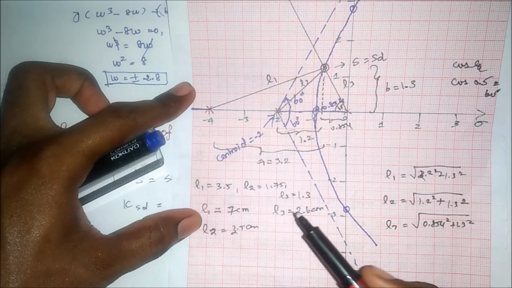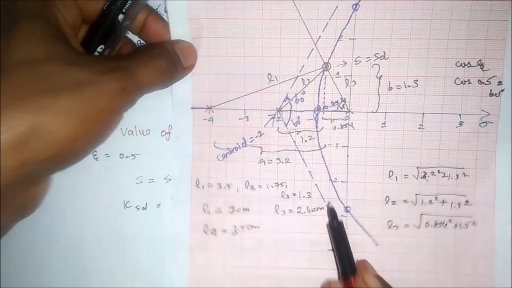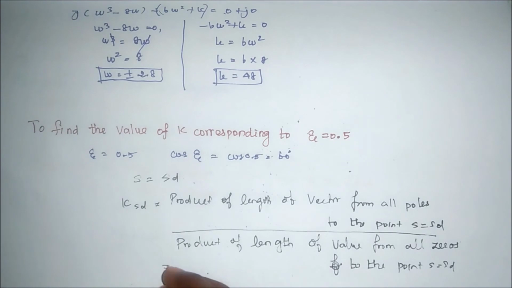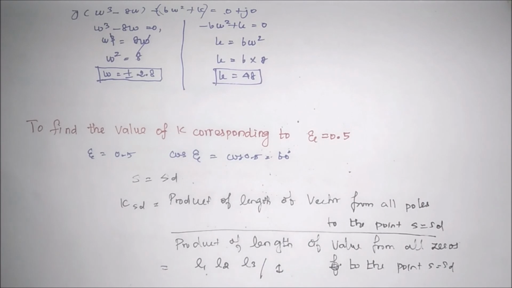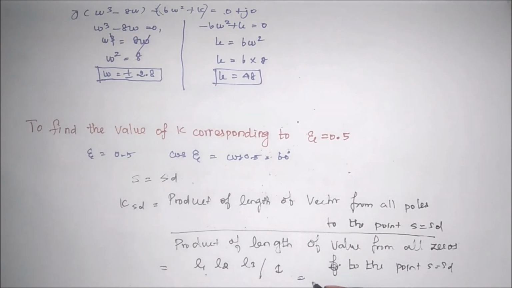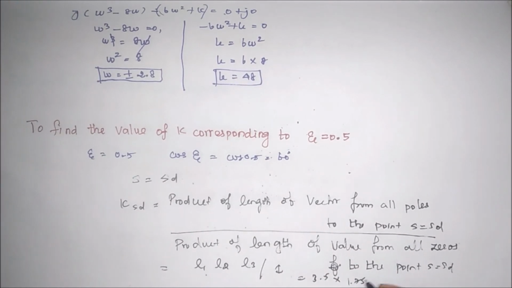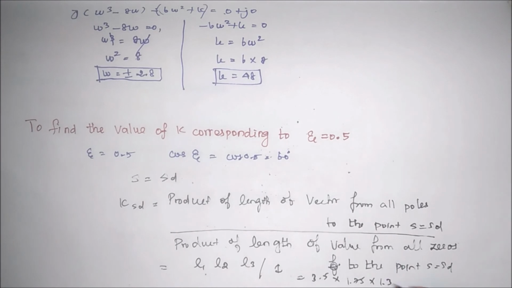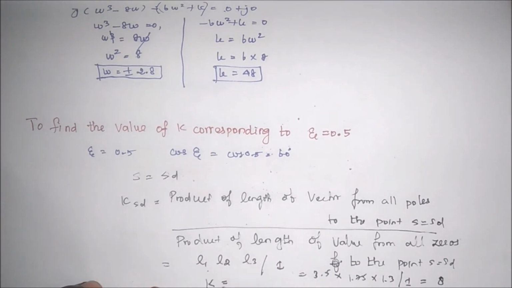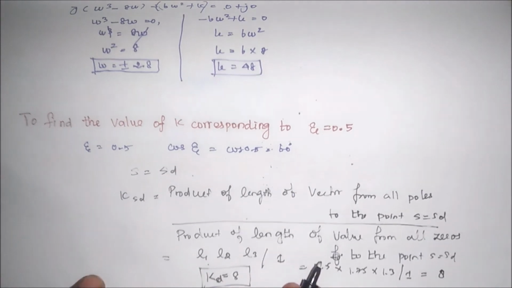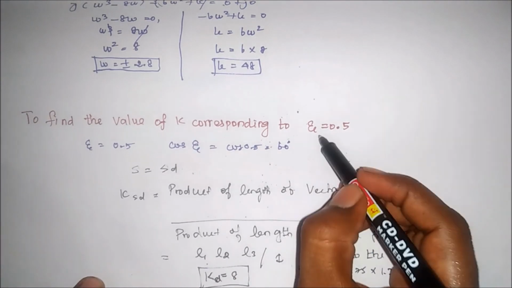Here there is no zero. Therefore, we can consider the denominator part equal to 1. Therefore, L1 into L2 into L3 divided by 1. So now L1 equal to 3.5, L2 equal to 1.75, L3 equal to 1.3, divided by 1. So now K value equal to 8. So now finally K at SD equal to 8. So this is our final required value when eta equal to 0.5.